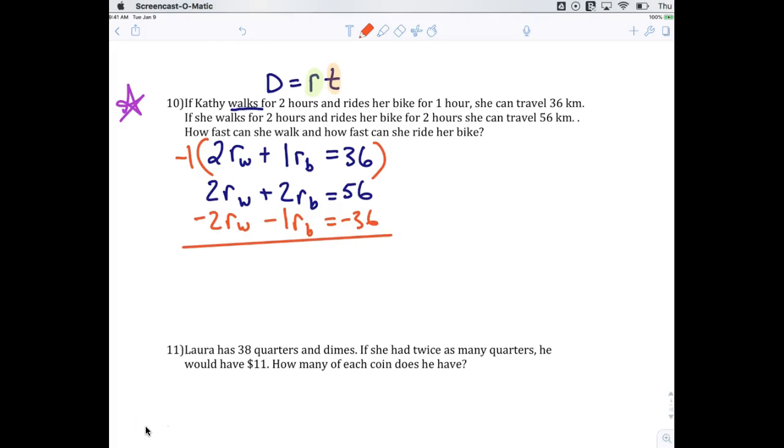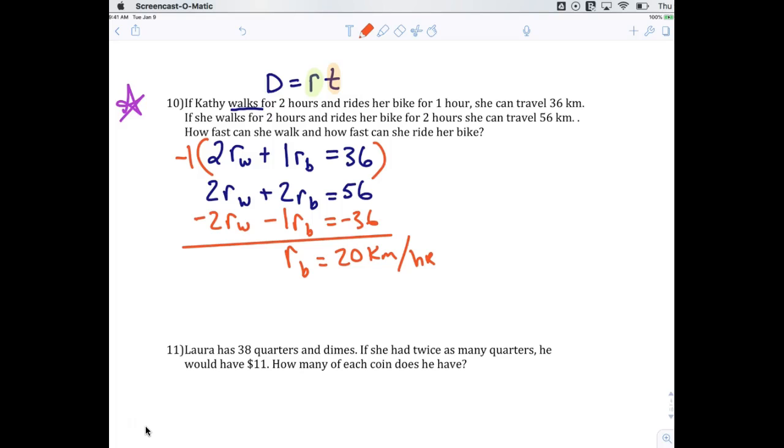So the rate at which she was biking was what? 20. So it'd say 20 kilometers per what? 20 kilometers per hour. All right.